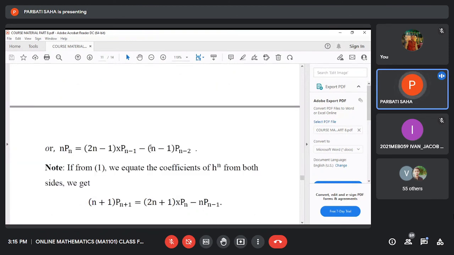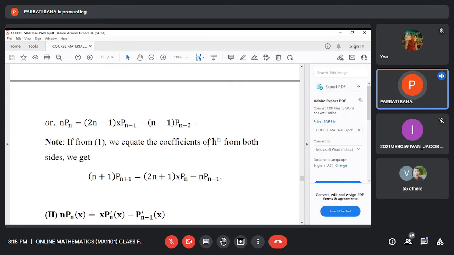We obtain this. But if we equate coefficients of h to the power n from both sides, then you will obtain this. If it is required to prove this relation, then you have to equate the coefficients of h to the power n. So, as per the requirement of the problem, you have to decide which coefficient should be compared.